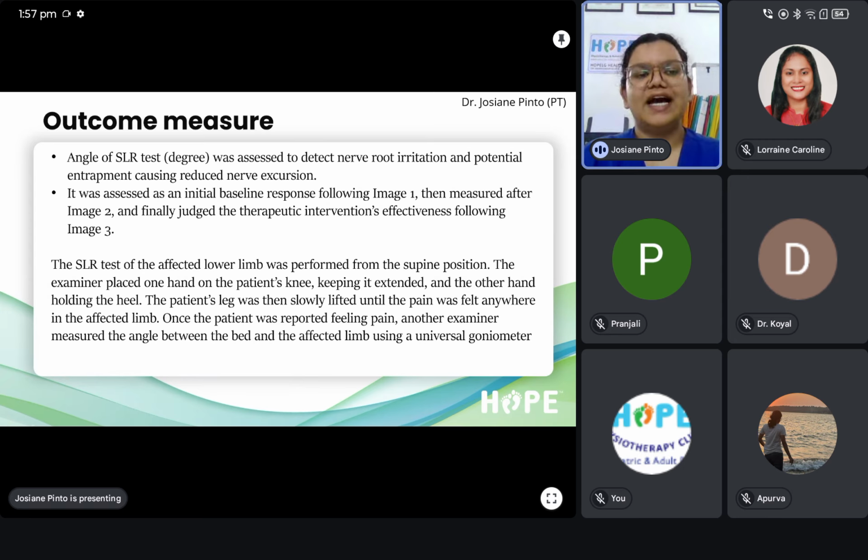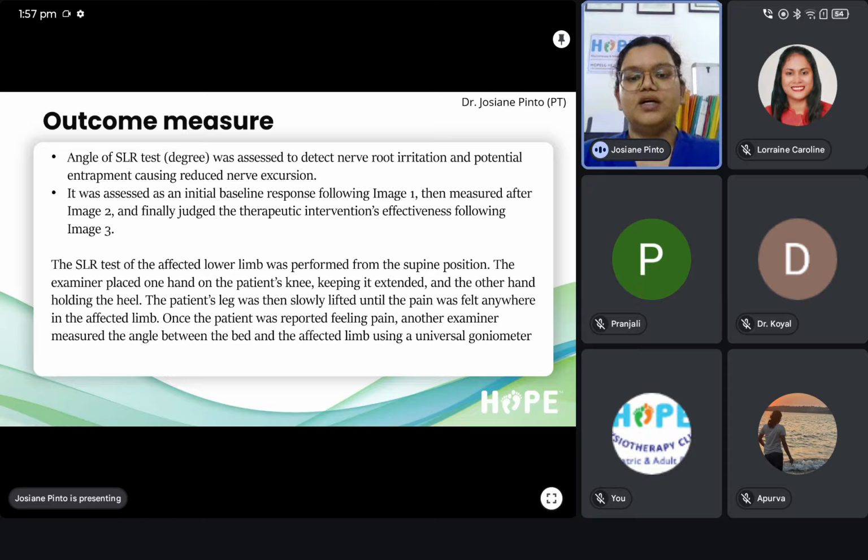Now, the outcome measures. The angle of the SLR test was assessed to detect nerve root irritation and potential entrapment, causing reduced nerve excursion. It was assessed as an initial baseline response following image 1, and then it was measured after image 2, and finally after 48 hours, after image 3.